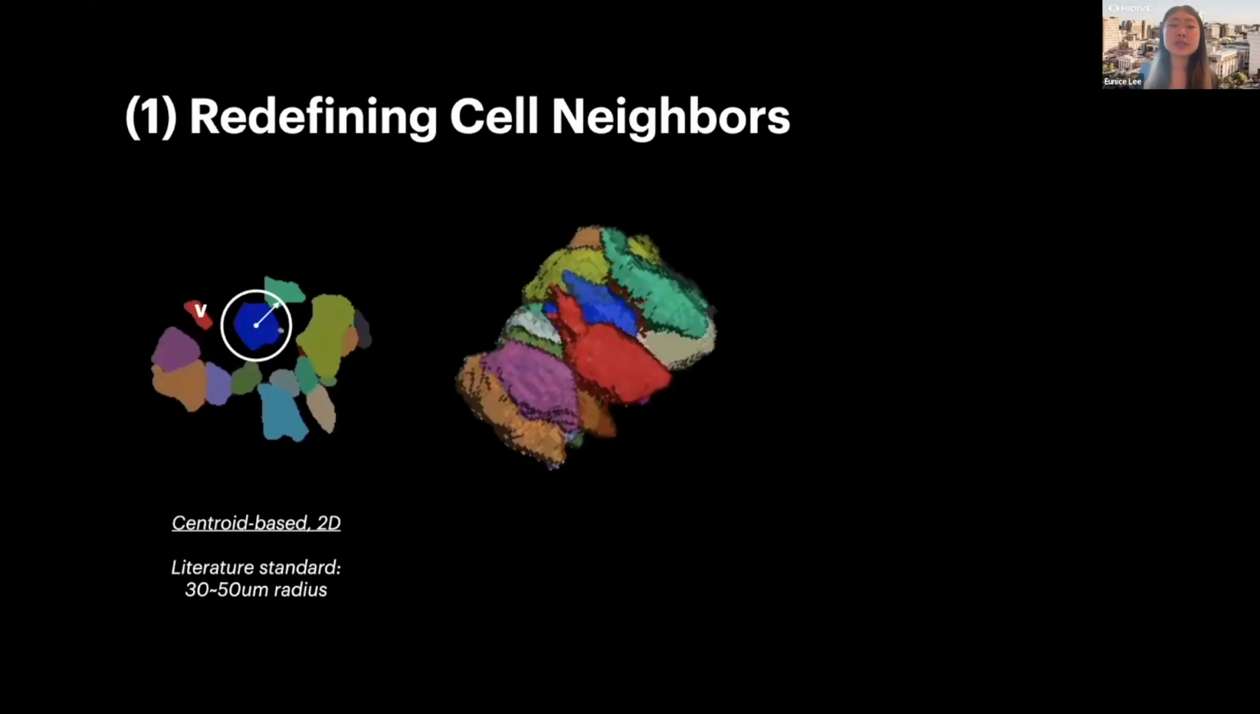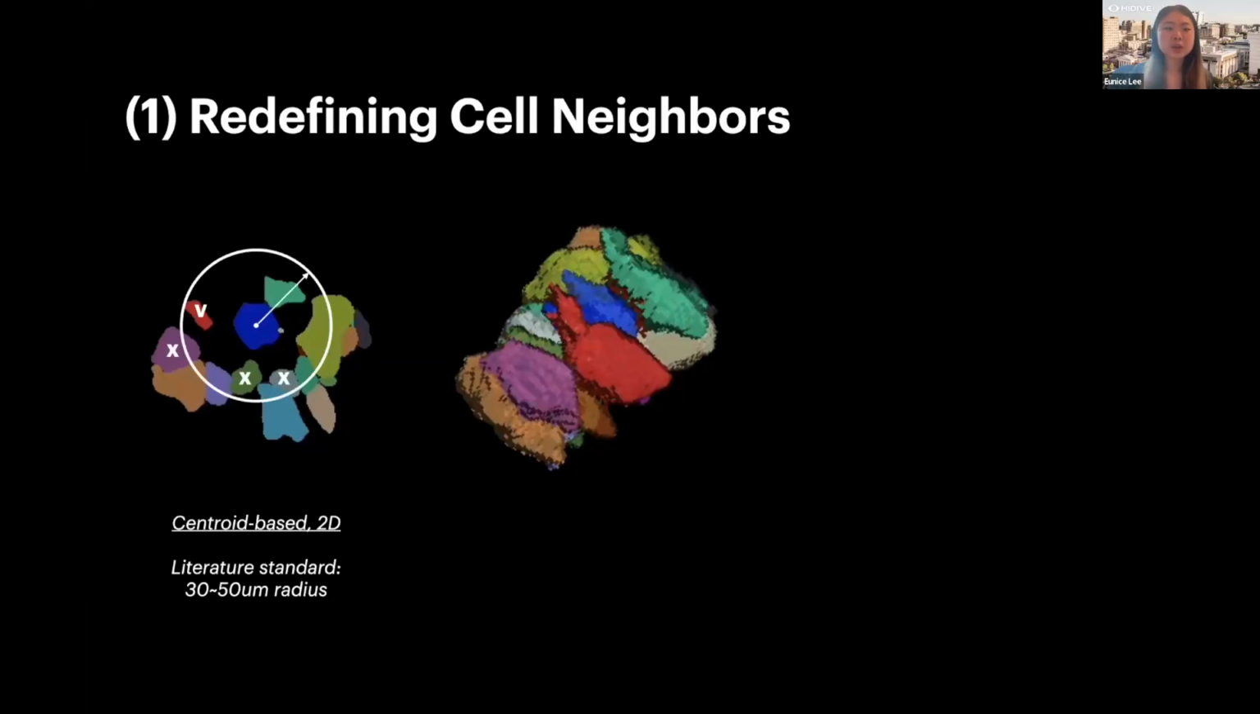How do we, quote unquote, redefine cell neighbors? In current 2D analyses, we take a centroid-based approach, which is the literature standard, kind of taking the centroid of this 2D blue cell, for instance, and then doing a radius search of 30 to 50 microns and saying whatever falls within that radius will be the neighbor of the cell. But looking at that same representation in 3D space, we see that this method actually misses a lot of cells if we use that radius, because the red cell that's not falling into that radius is actually a neighboring cell, inherently because of that sampling bias that 2D brings us.